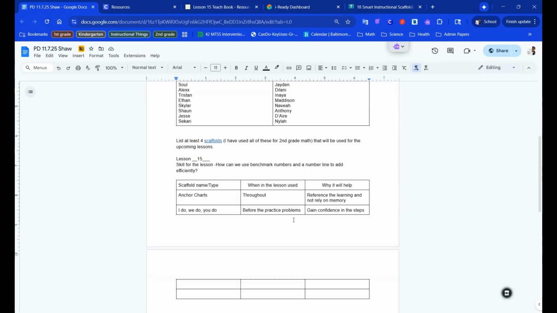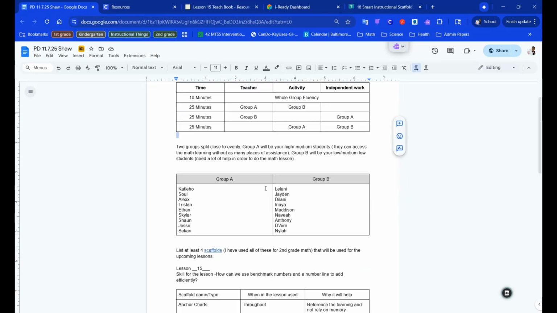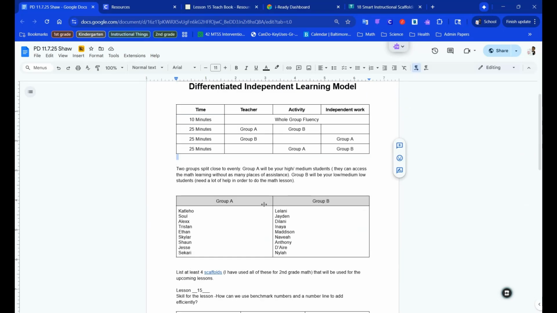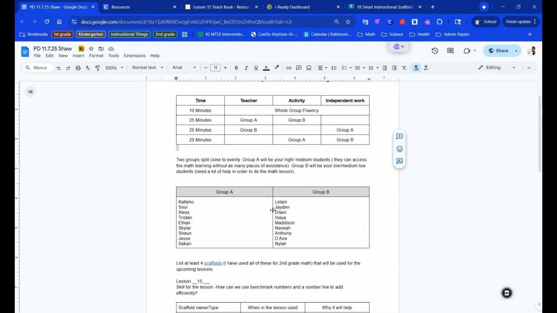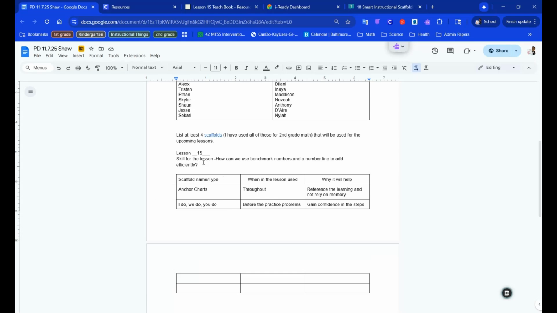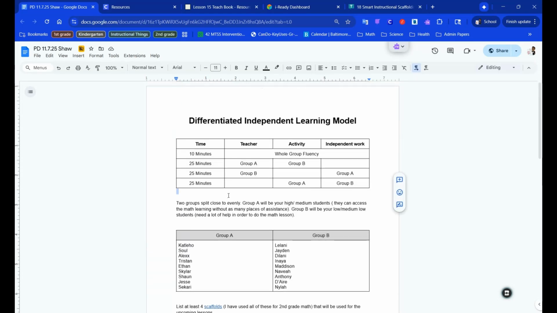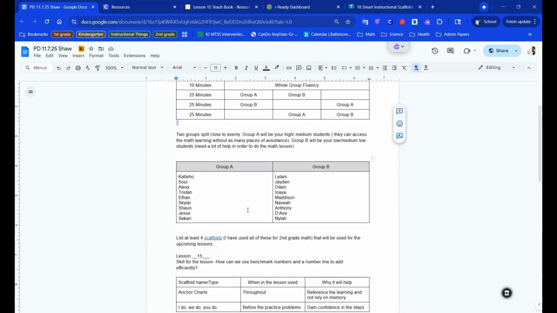All right. So your task is just to go through and complete this little worksheet based off of your Group A, your Group B, and then come up with at least four scaffolds that you can use in the lessons that you're going to be working on.